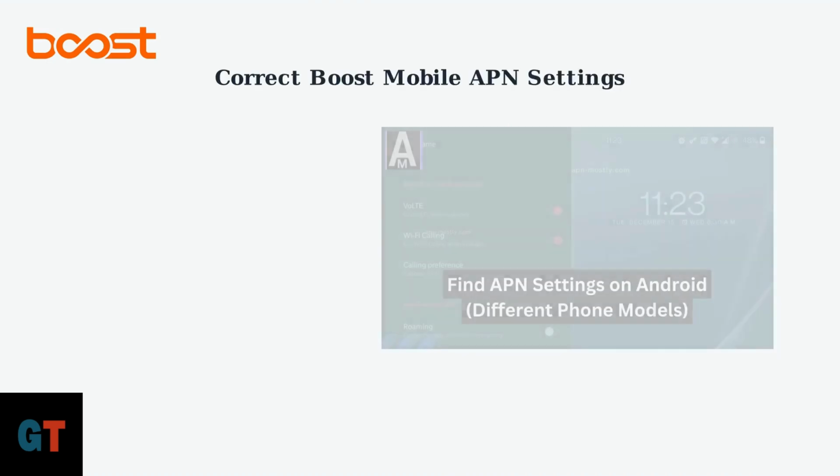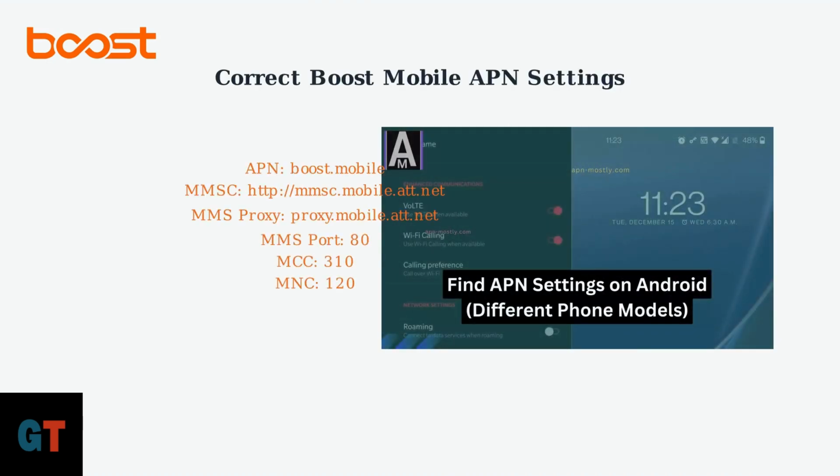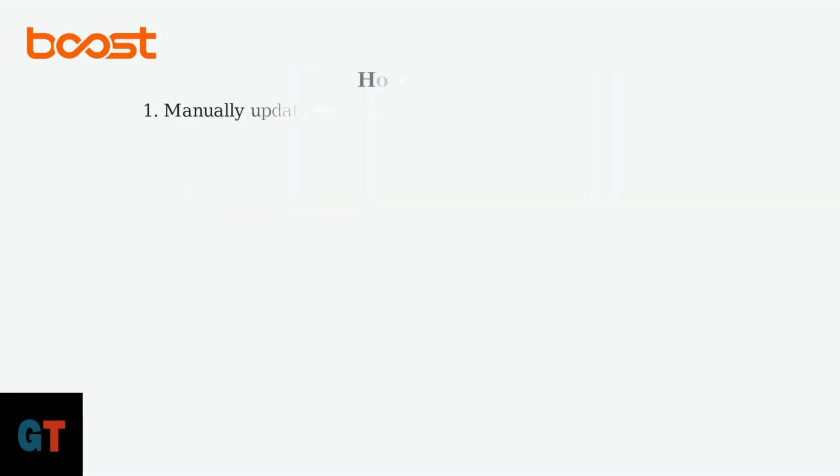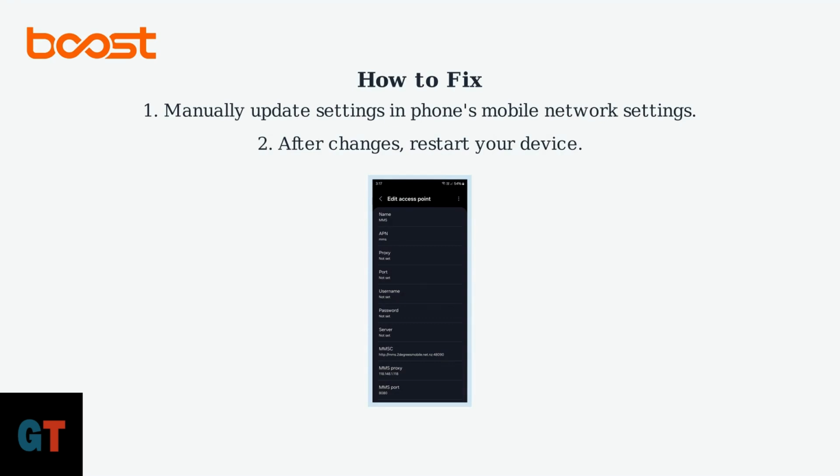For Boost Mobile, the correct APN settings are: APN Boost, MMSC mm/20.net, MMS proxy.mobile.net, MMS port 80, MCC 310, MNC, and APN type default, MMS, supl. To fix this, manually update these settings in your phone's mobile network settings. After making changes, restart your device. Most MMS issues on Boost Mobile stem from these misconfigurations, which is why fixing these settings will likely solve your issue.